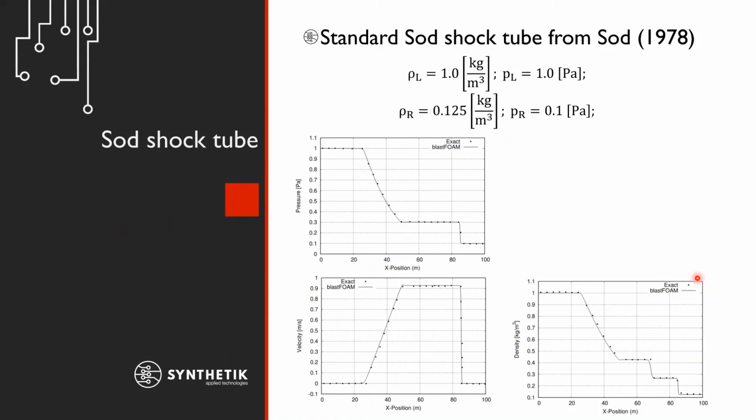All right, so the first case, the standard solid shock tube, density on the left 1, density on the right of 0.25. And then we have a pressure differential of a factor of 10. Again, they match well.